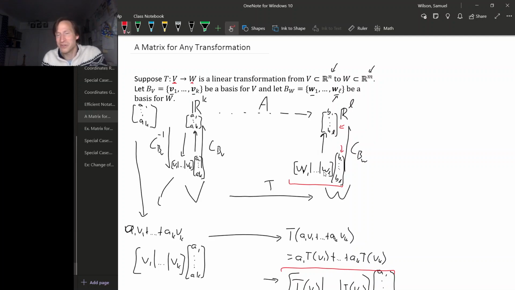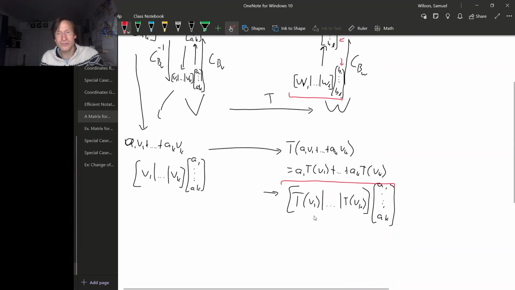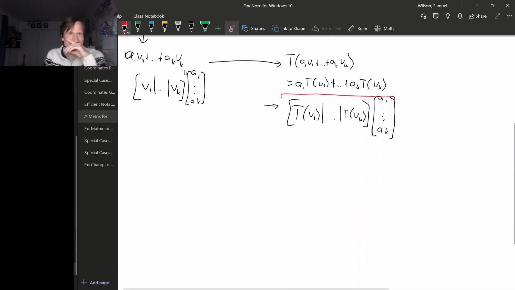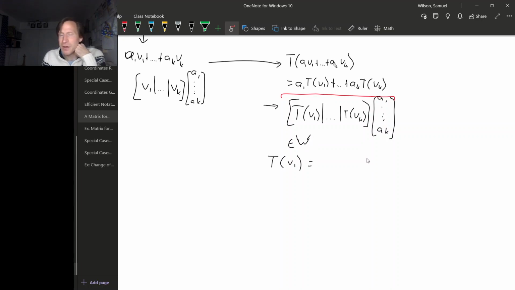It sort of throws away the W's essentially and just keeps the coefficients. So to know what the result of this is, we have to have this written in terms of the W's. So that's kind of the tricky bit. Well, T of v1, since the W's are a basis, is in the subspace capital W, and the W's act as a basis for this space. So we can write this as a linear combination of the W's.